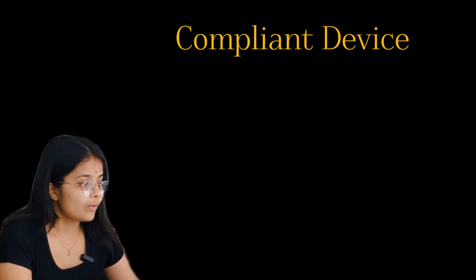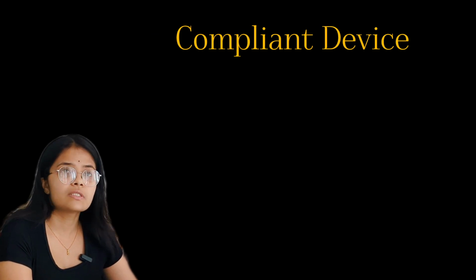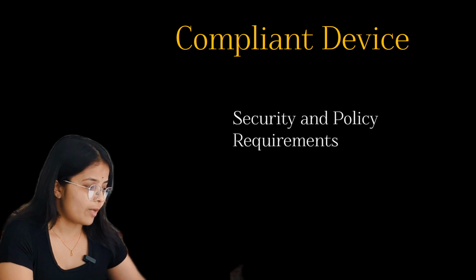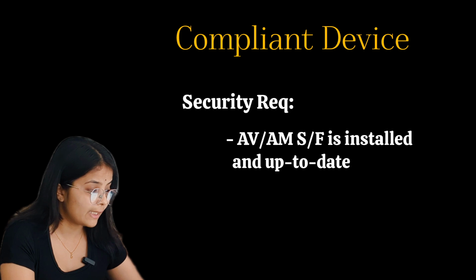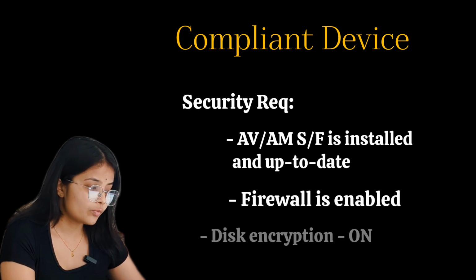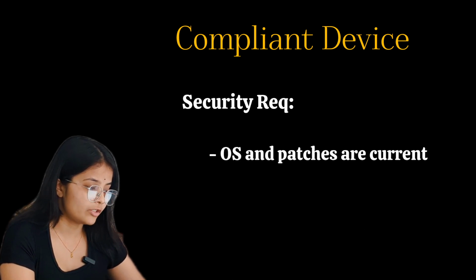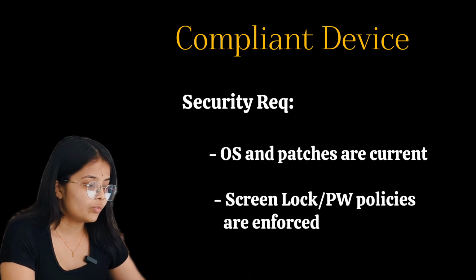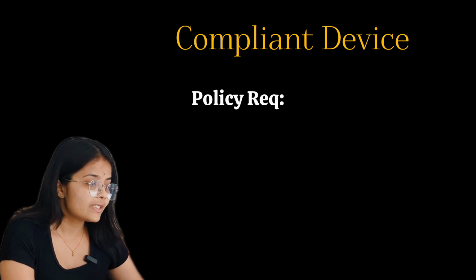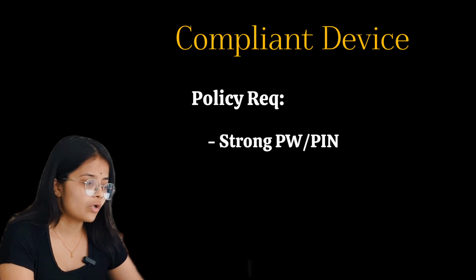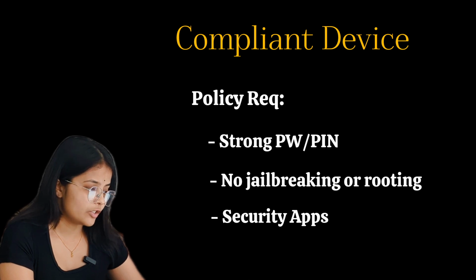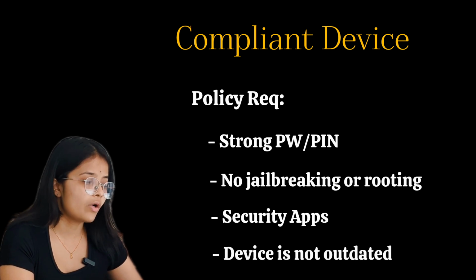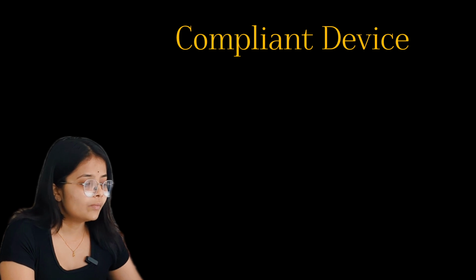Next, a compliant device is one that meets the organization's security and policy requirements. The security requirements are: antivirus or anti-malware software is installed and up to date, the firewall is enabled, disk encryption is active, operating system and patches are current, and screen lock or password policies are enforced. And the policy requirements include: a strong password or PIN is set, no jailbreaking or rooting, required security apps are installed, and the device is not outdated or unsupported. So, in simple words, these are the company trusted devices.